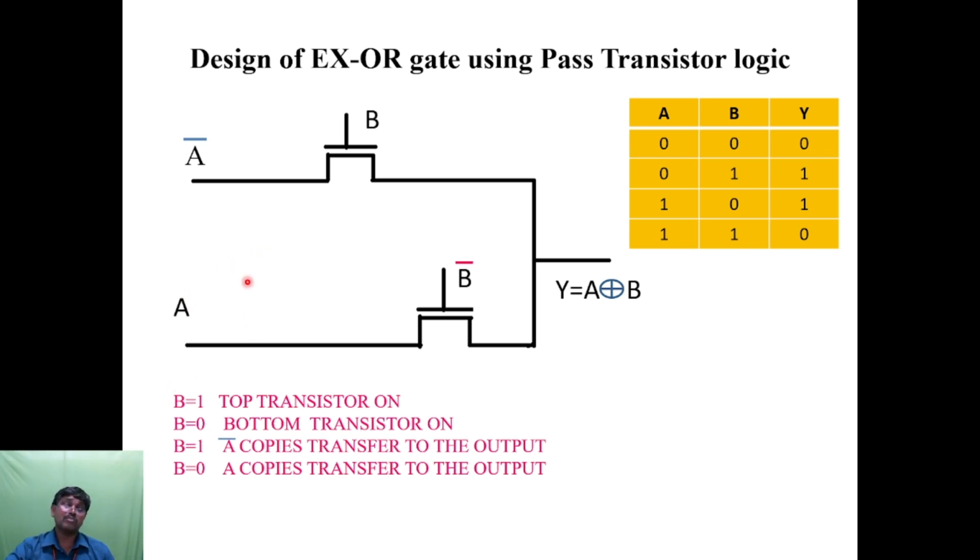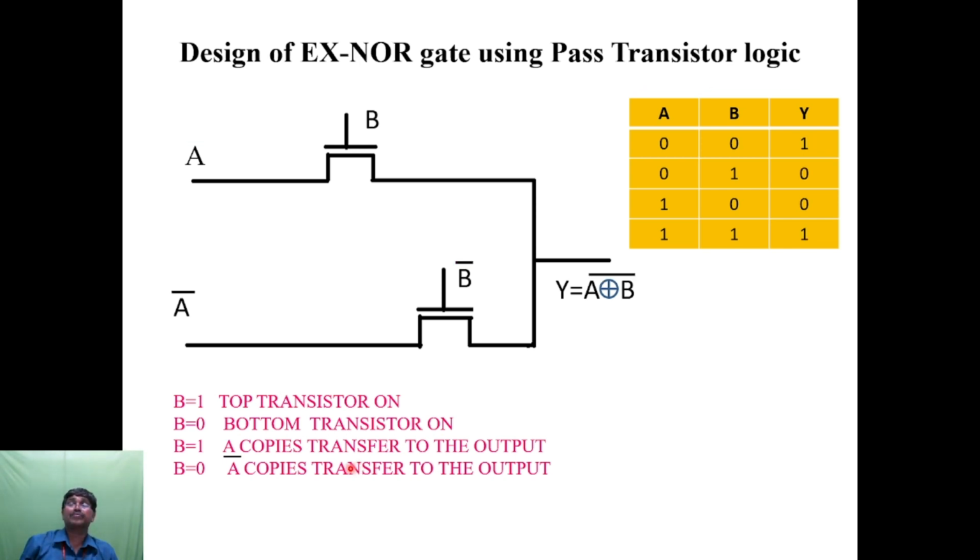Here also we are using only 2 transistors. Now see, when B is equal to 1, the top transistor is on. When B is equal to 0, the bottom transistor is on. When B is equal to 1, A bar is copied and transferred to the output. When B is equal to 0, A is copied and transferred to the output. This is about the XOR gate using pass transistor logic.